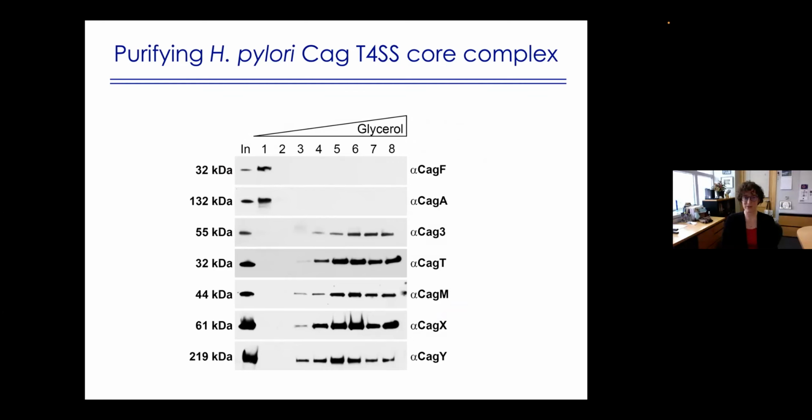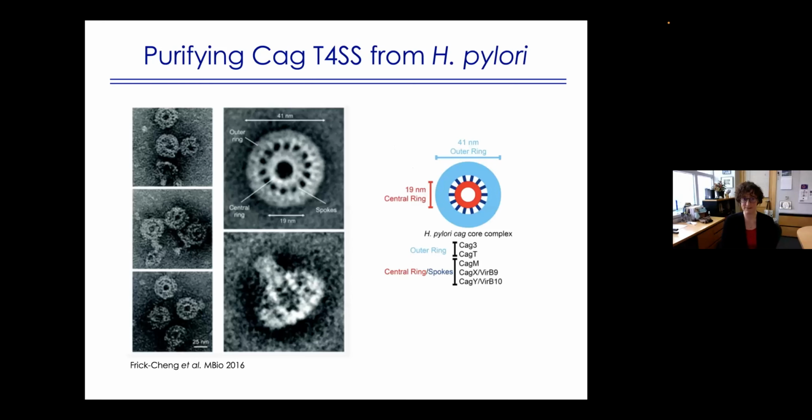and this really was true. So when she looked at the purification, and we can only see it by Western blot analysis, when she ran her purification across a sucrose gradient and then blotted for the different components that we knew were going to be involved in the T4SS, you can see CagF and CagA actually fall off the complex in the gradient. So this should not have worked, but it did.